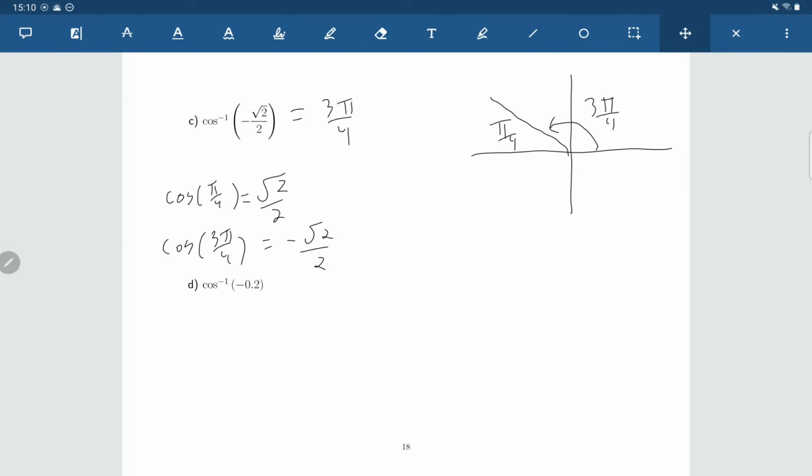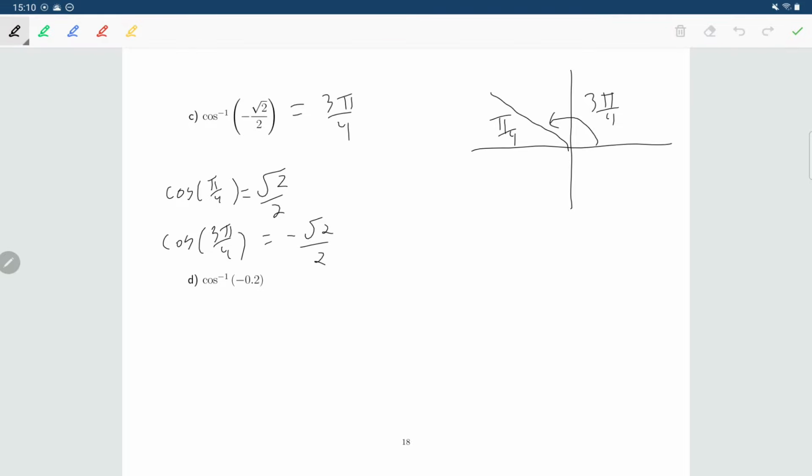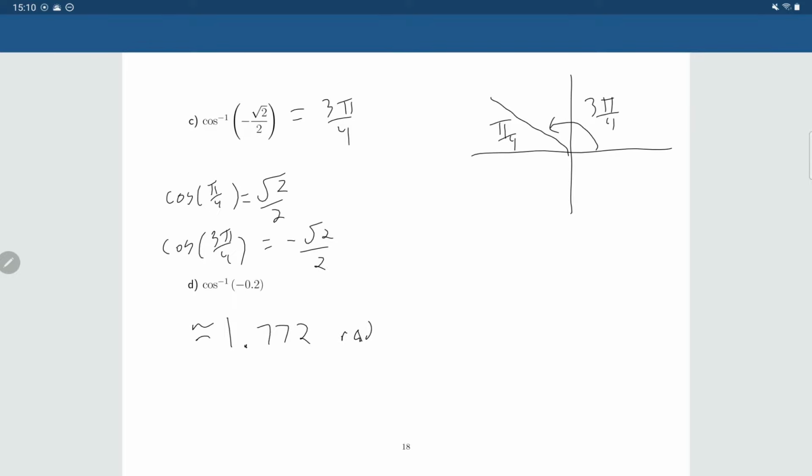For the next one, cos inverse of negative 0.2, this is not a number that comes from any of our special triangles. It's not a number that I can easily find from my graph of cosine, so this is where I will need to use my calculator. If I put in second function cosine, for cosine inverse, of negative 0.2, making sure your calculator is in radians, you should get about 1.772 as your answer. Again, remember that for these inverse trig functions, the output is an angle measured in radians. So if you're using your calculator for inverse trig functions, make sure that it's in radians mode first.